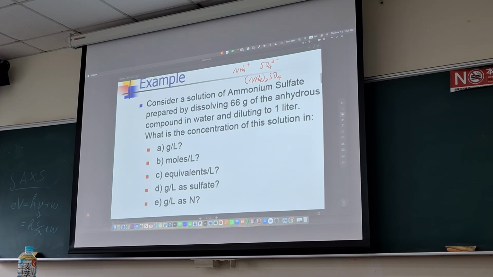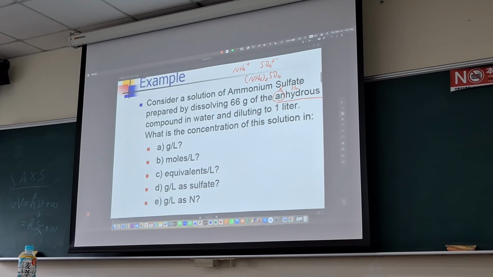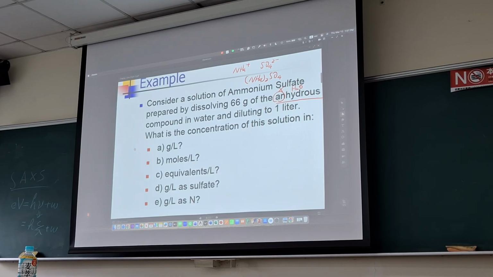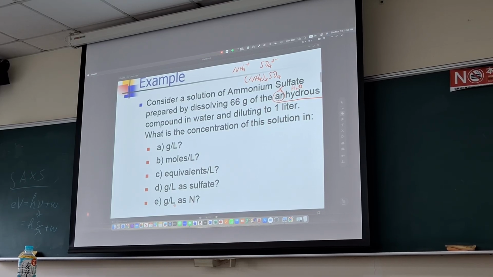It is prepared by dissolving 66 grams of anhydrous compound. Anhydrous means no water; the "an" here means without, and hydrous means water. So from 66 grams of the water-free compound, put that in water, diluting to 1 liter. What is the concentration of this solution in those units?